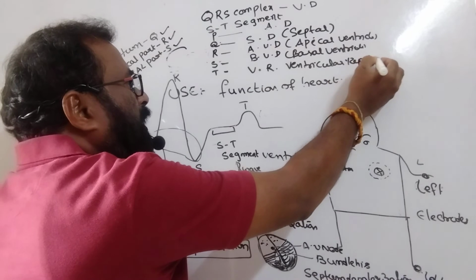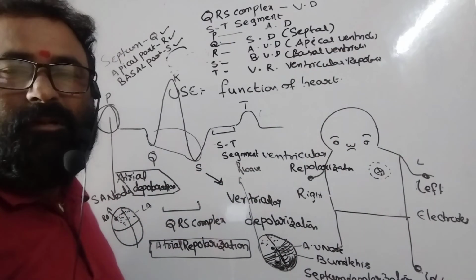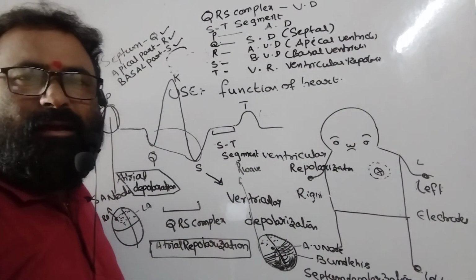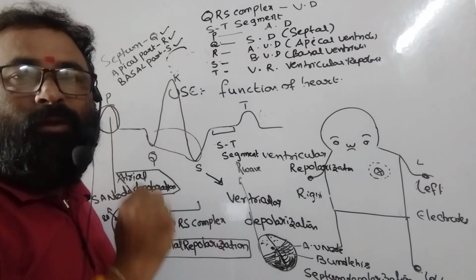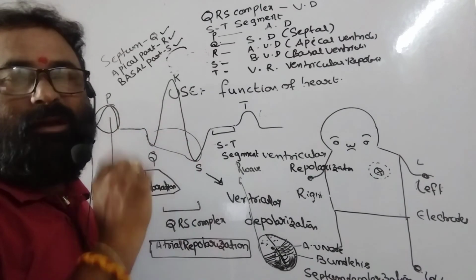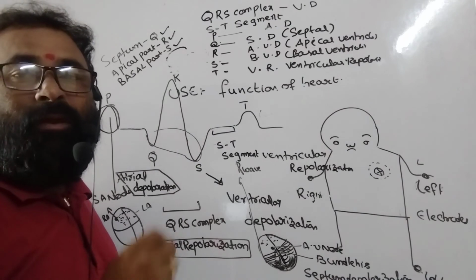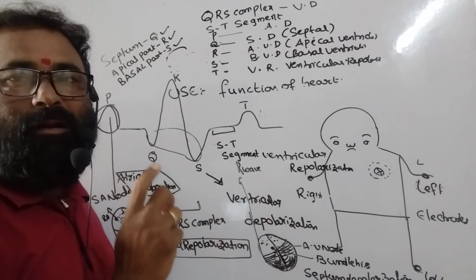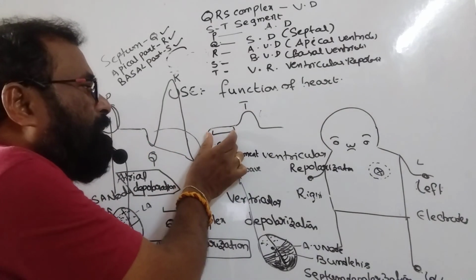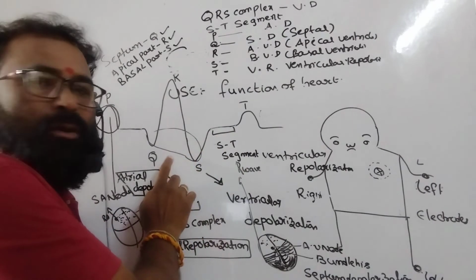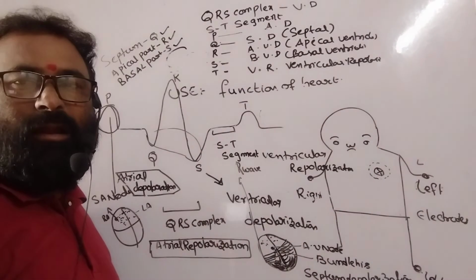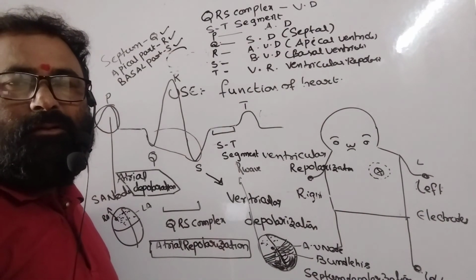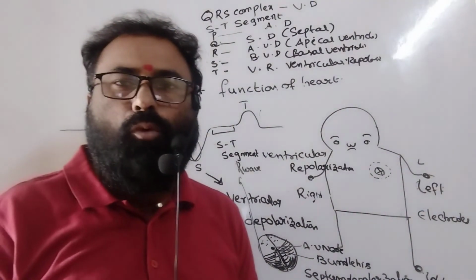Ventricular repolarization causes the T wave. Very, very important for NEET. When are the different types of waves formed? When is the QRS complex formed? Then when is the segment formed? The ST segment is the segment formed between ventricular depolarization and ventricular repolarization. So for NCERT, this is more helpful to you.